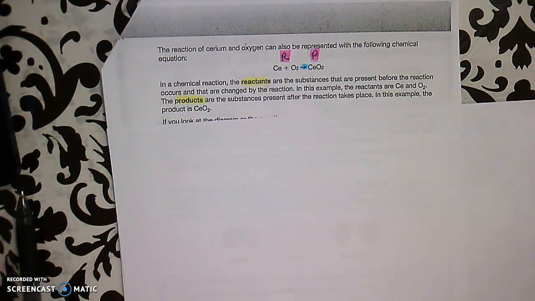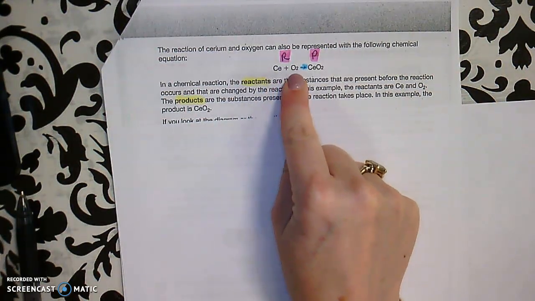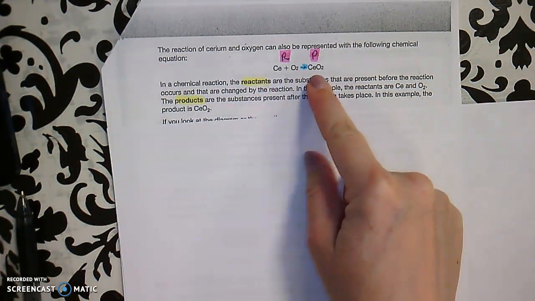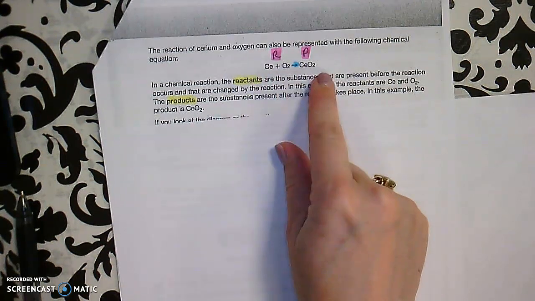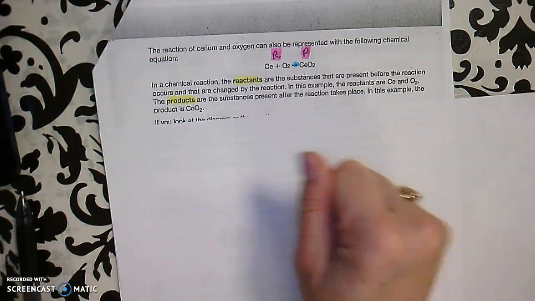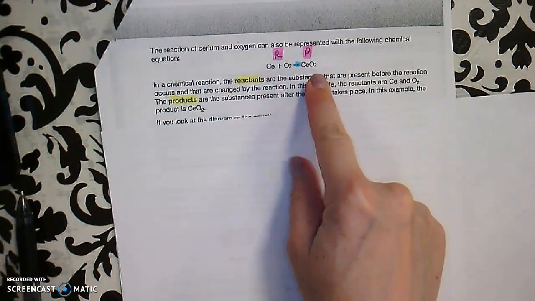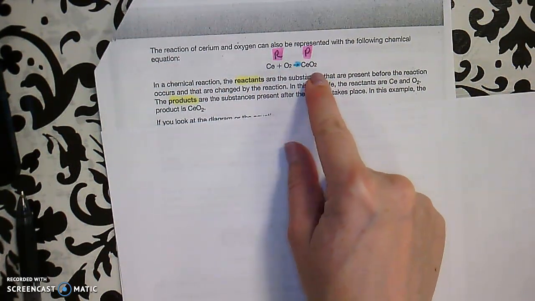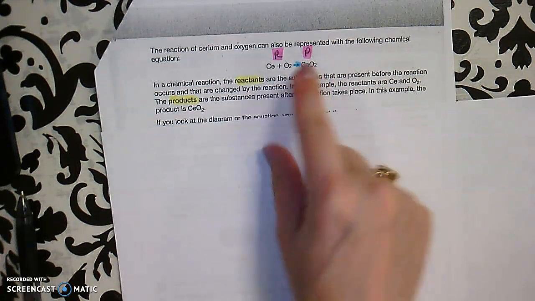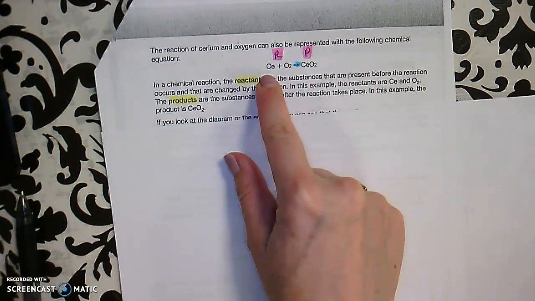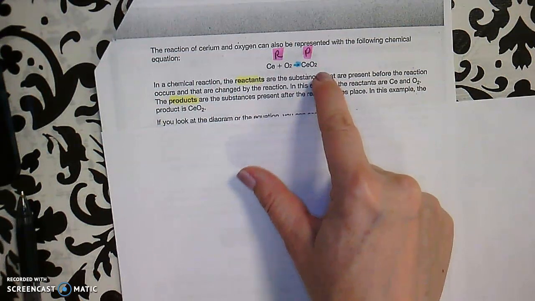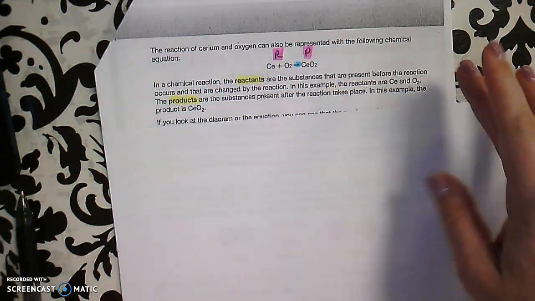Whatever goes in the reaction, Ce and O2, must come out of the reaction, Ce and O2, and in the same amounts. Okay? You can't put chocolate chip cookies in the oven and then get M&M cookies coming out of the oven. It's got to be the same type of matter and in the same amounts. You can't put 12 cookies in the oven and then all of a sudden get 20 cookies coming out of the oven. It just doesn't work that way.